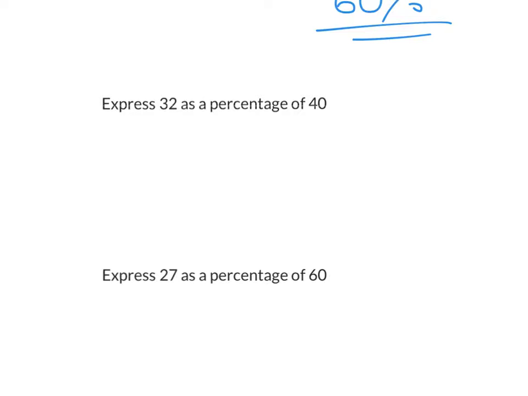Next, express 32 as a, let's go fraction again. That's 32 out of 40. Now, this time we're in a bit of bother, okay? You can't really multiply 40 by anything to make it 100. Well, you can, but it involves decimal numbers, and we don't want to do that. So let's even half the numbers. Let's divide them all by 2. See if that helps us.